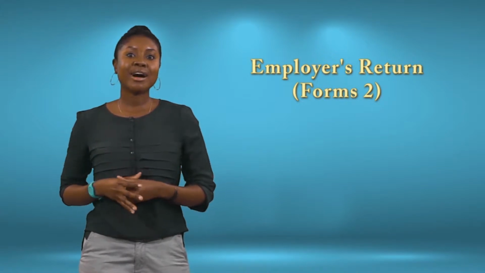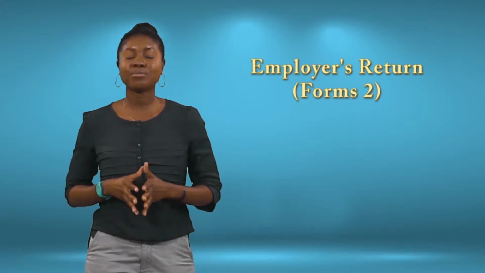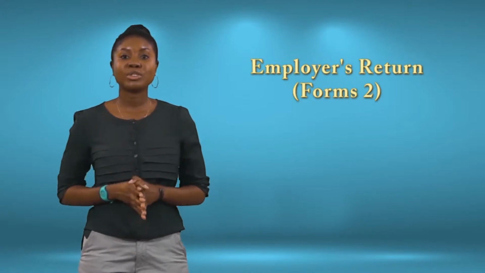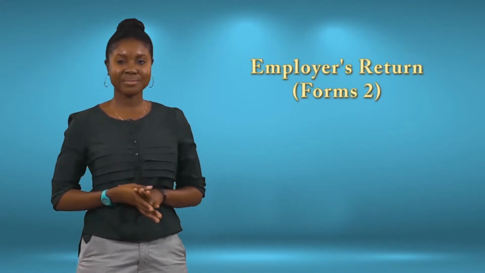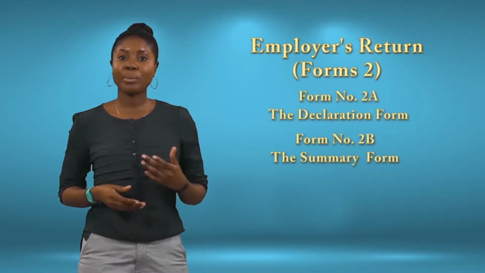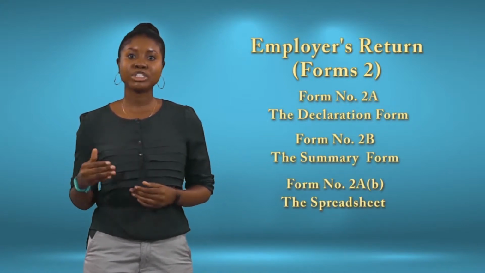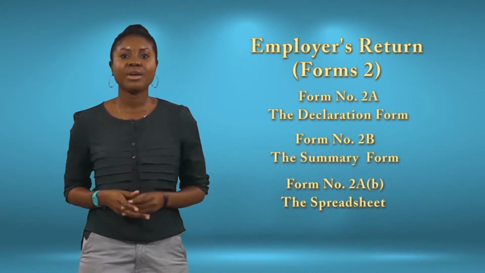It may sound like a lot, but the form is simple to complete once your employee's records are up to date and properly kept. When preparing the Form 2, the following forms need to be completed: Form number 2A, which is the declaration, Form number 2B, which is the summary, and Form number 2AB, which is a spreadsheet of the information mentioned. When completing the forms, it must be done in triplicate.